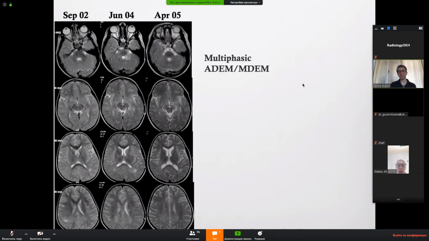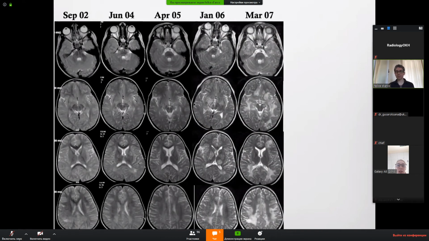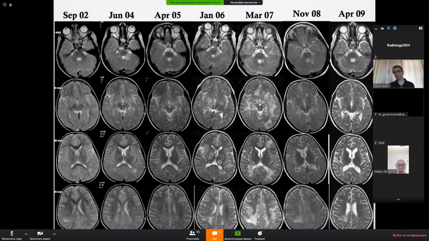We don't know what that is, but we call it multiphasic ADEM, MDEM, because it fits the definition that I will show you in a while. And then we keep following up. The child is very, very bad, at least radiologically. With lesions popping up on the other side, more lesions in the basal ganglia, and so on and so on. And then the child finally developed atrophy.